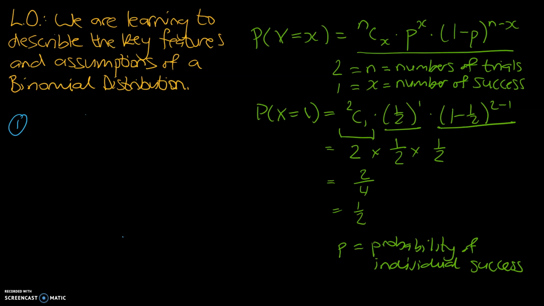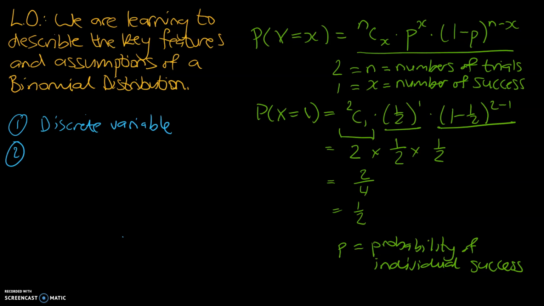So the first assumption is, well, we're dealing with the number of heads that came up. The number of heads is discrete data because you can't have part of a head. You either get it or you don't. So our first assumption is we must be using a discrete variable.